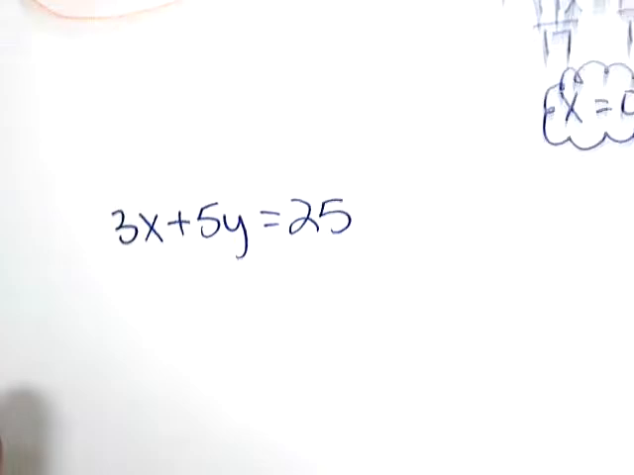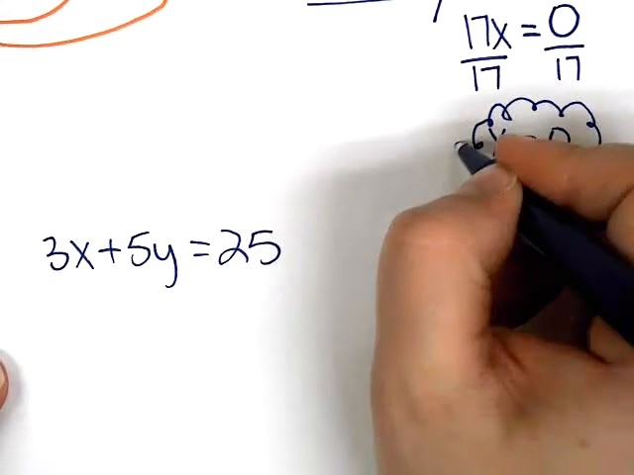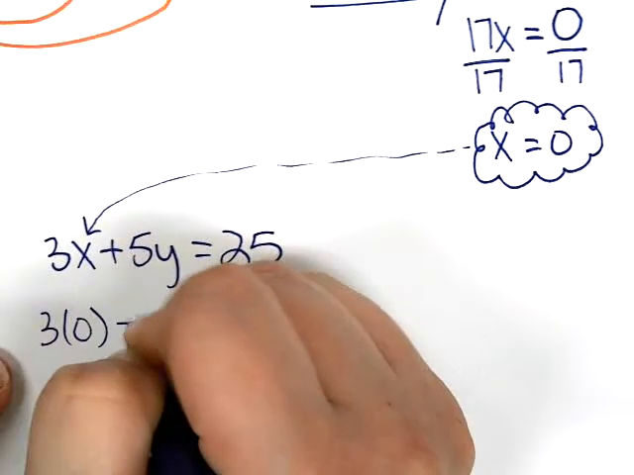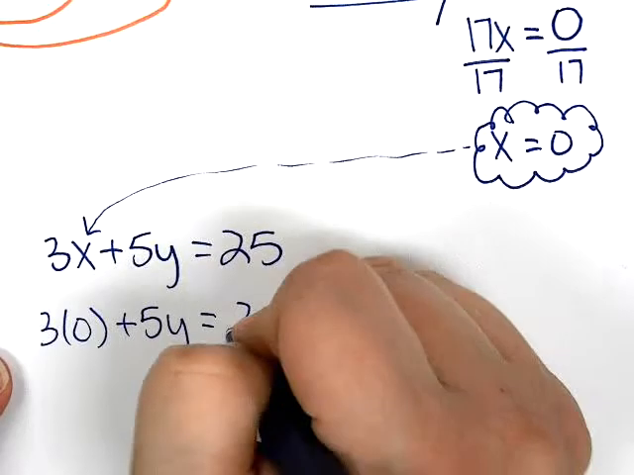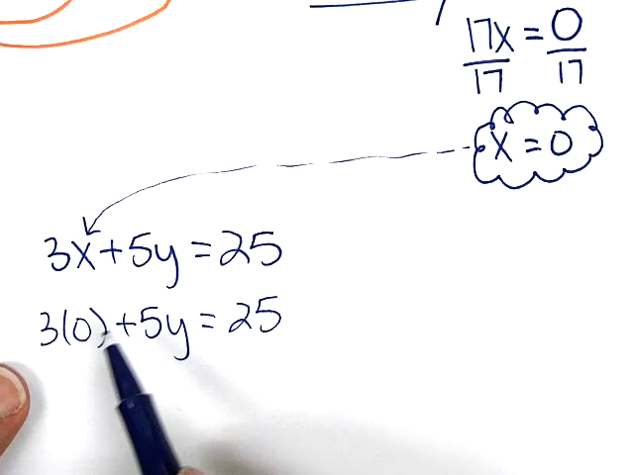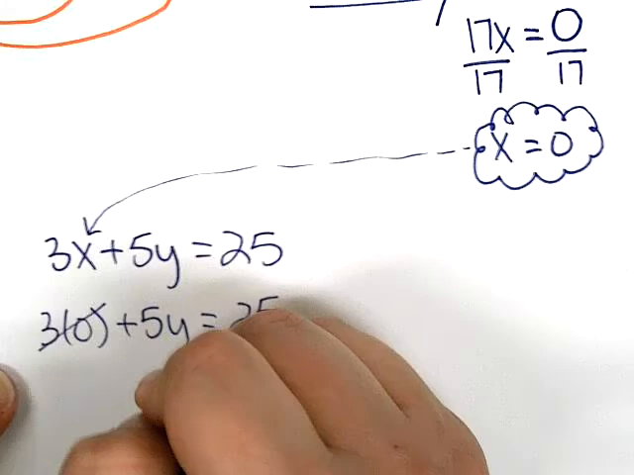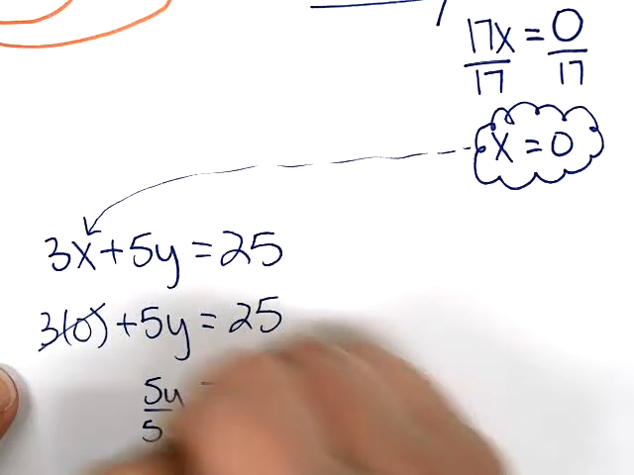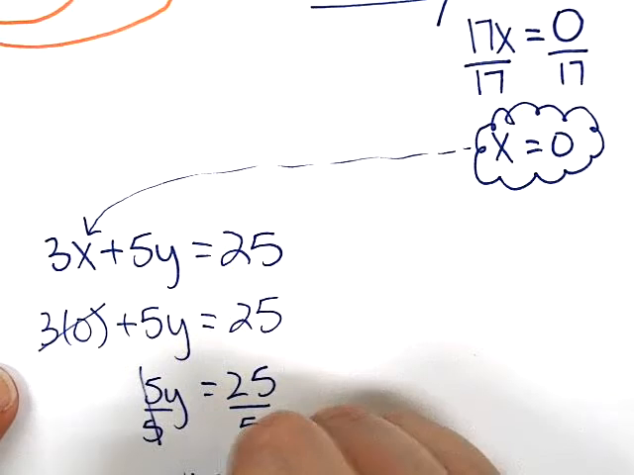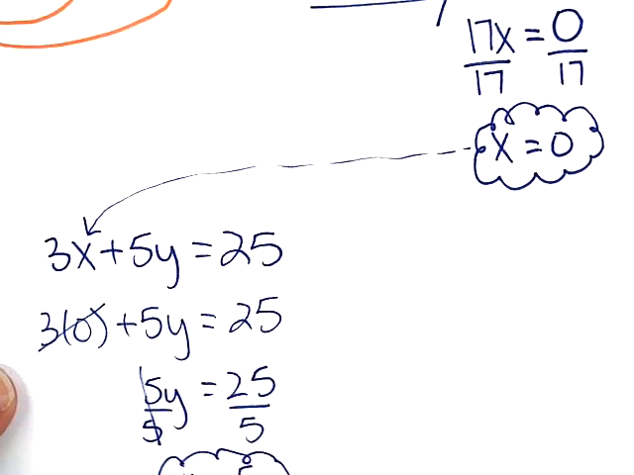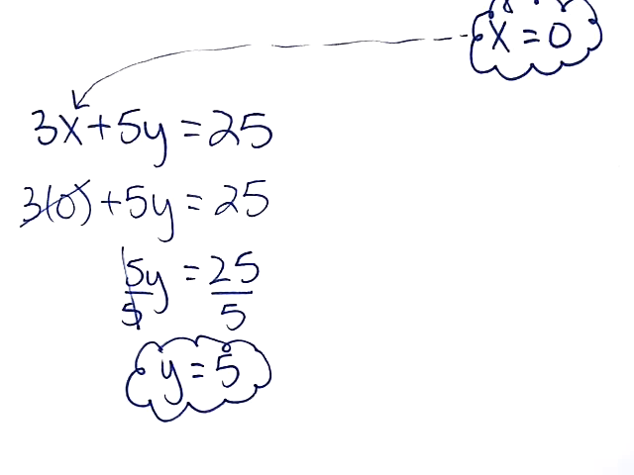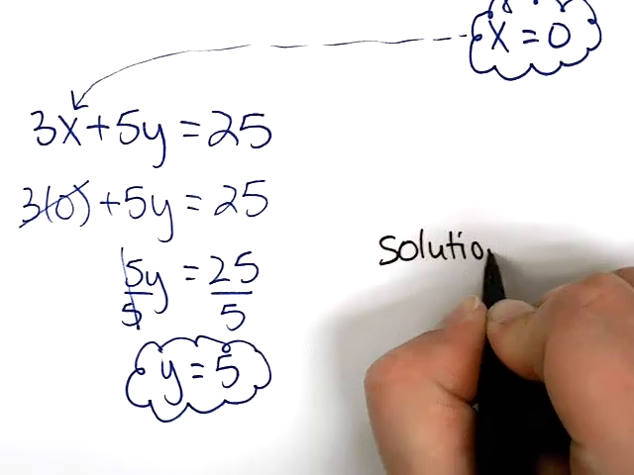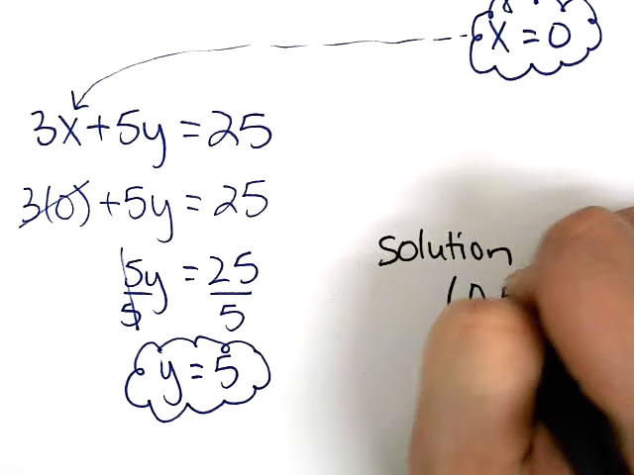Okay, I'm going to take that 0 that I found, and I'm going to plug it in for x. So 3 times 0 plus 5y equals 25. Hopefully you guys agree 3 times 0 is 0, which means that whole thing doesn't matter. And we get 5y equals 25. And then we can divide by 5, and we get y equals 5. Which means our solution to this system of equations is (0, 5).